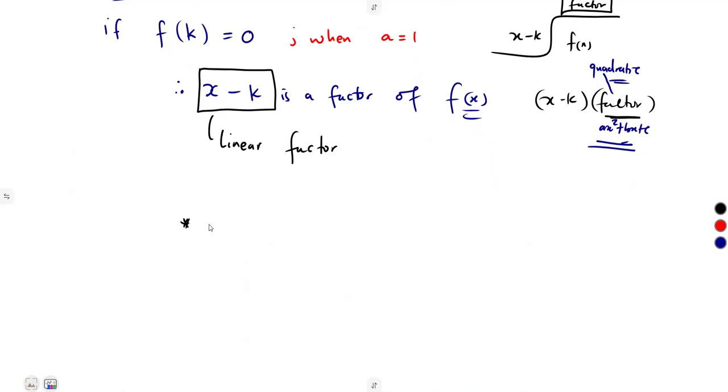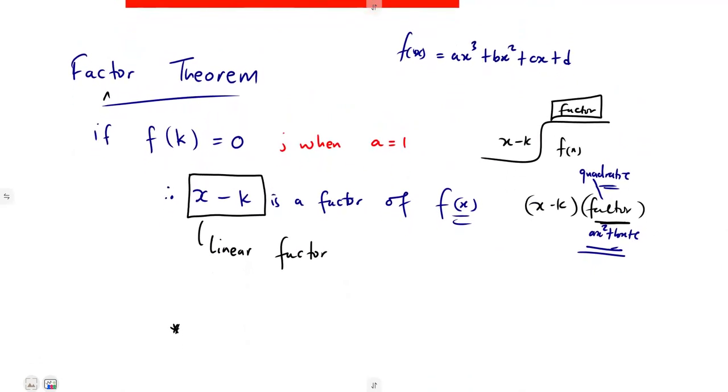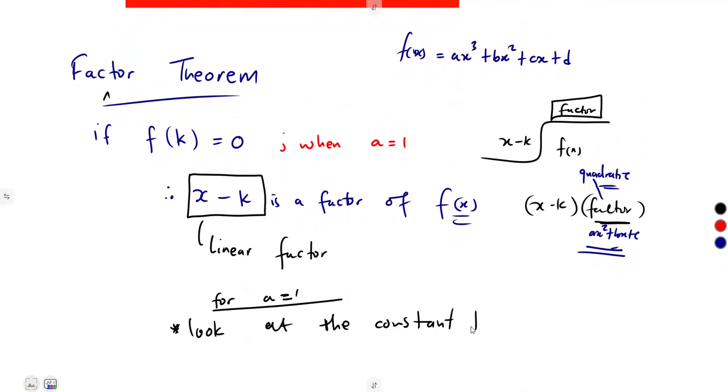In our case, like I said, when the coefficient A is equal to 1, you are going to look at the constant term of the cubic expression, which is D in this case. The constant is D.